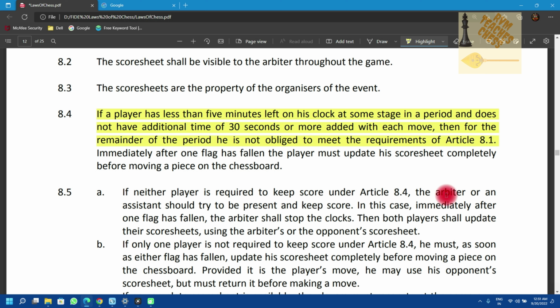Whereas in an increment mode, if you're getting 30 seconds extra for every move, which is also called the Fischer mode of chess, where you will be given 30 seconds extra for every move that you make, in such a format, you are liable to write the score sheet, write the notation until the end of the game. So you have no choice there.